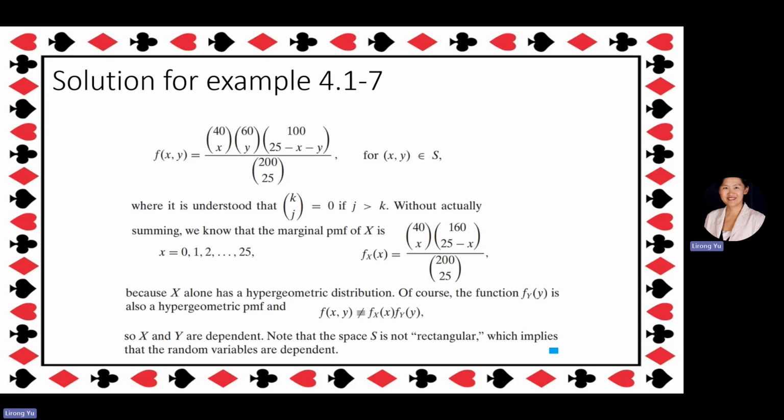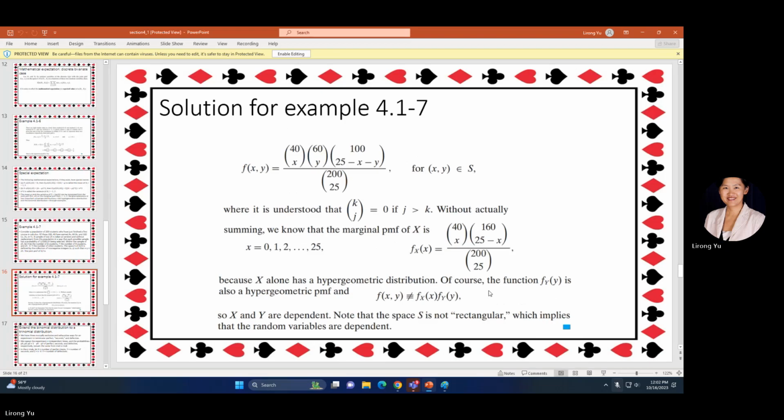This is also a non-independent case. Whenever we have selection without replacement, they're often not independent. The variables are not independent because your previous selection affected your following selection. So the X value is dependent on the Y value, and therefore we have a dependent case. Any question?